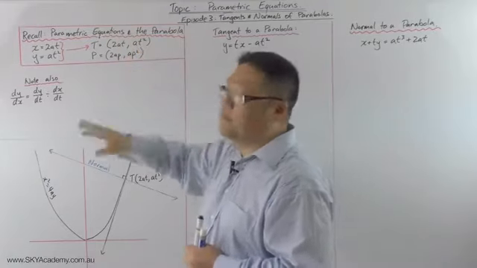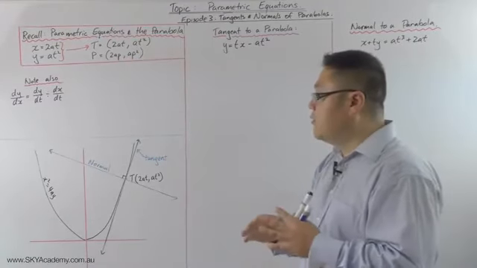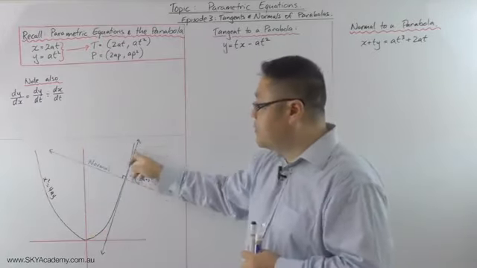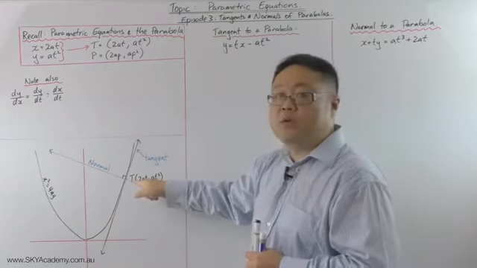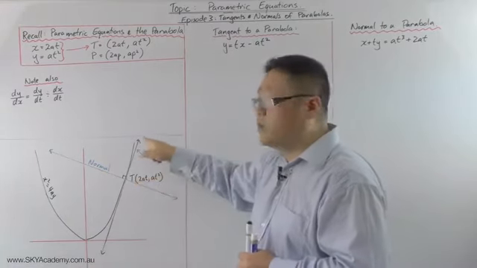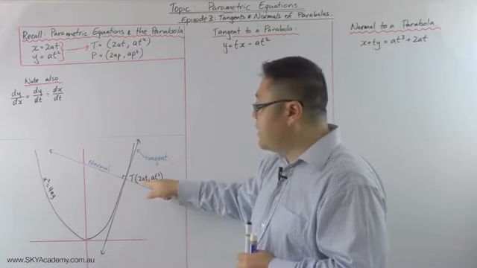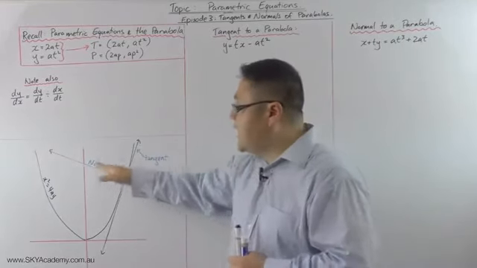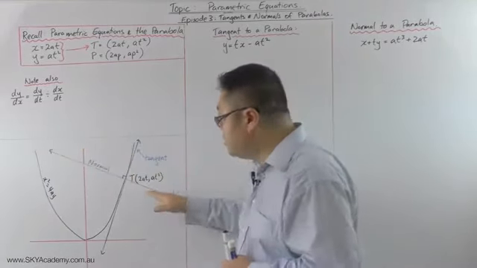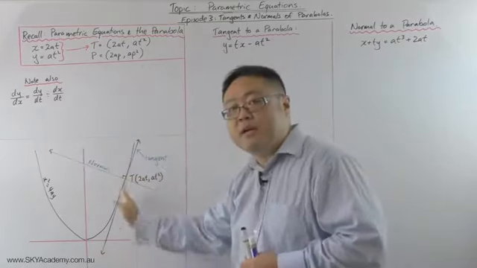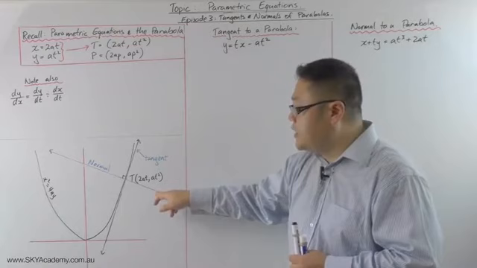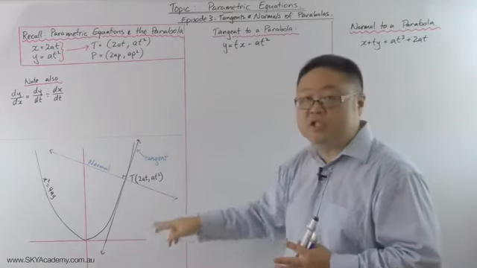Now, from that information, we can sketch a standard parabola and plot a point T, which is your point or your locus, with parametric equations (2at, at squared), and we can work out the tangent and the normal at that point. The normal would be this one here, the tangent would be this one here. All we need to recognize is that a tangent is just a straight line and a normal is just a straight line.